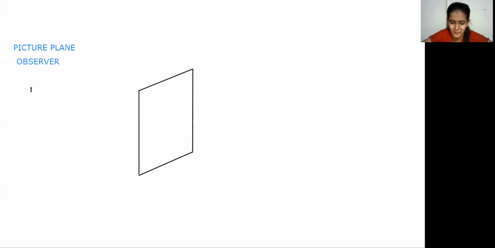Let me give you some examples. When we are observer, actually we are not the observer. Our eyes are the observer because we are looking through the eyes. Same way, animals or birds are also not the observer. Their eyes are the observer. If I'm going to click a picture with a camera or mobile, it will appear on a screen. So here, the camera lens is the observer and that screen is a picture plane. This is the simplest example related to picture plane and observer.